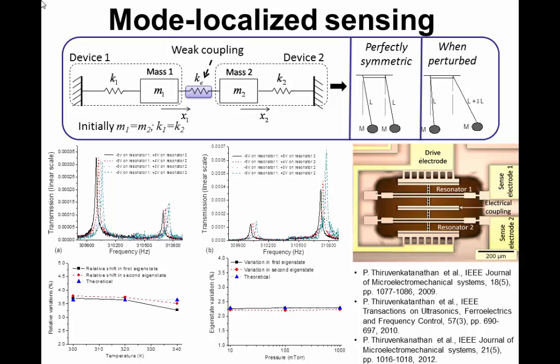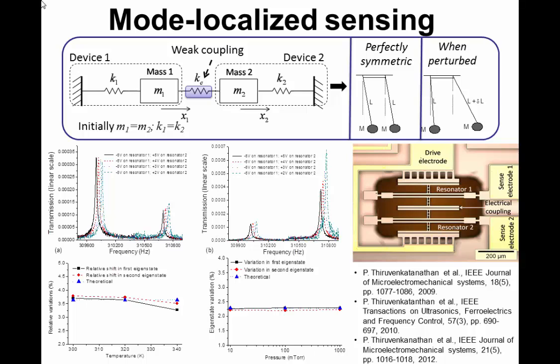And in fact, by looking at coupled systems, there are complementary modalities for readout that allow for potentially higher sensitivities as well as improved immunity to drift. So one such example is what we've called more localized sensing, which relies on tracking eigenstate variations in a system of weakly coupled resonators. And so the analogy is that to coupled pendula, where you have symmetric systems in a coupled pendula where the eigenstates would be perfectly symmetric. So you would have the in-phase and the out-of-phase mode, which would be perfectly symmetric.